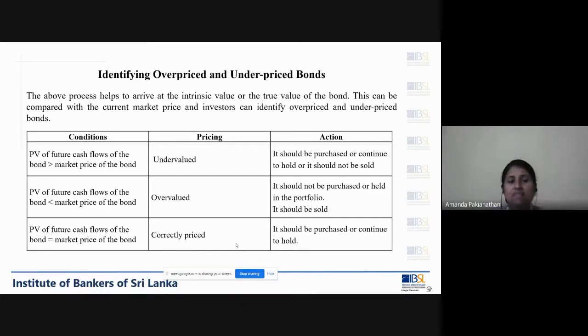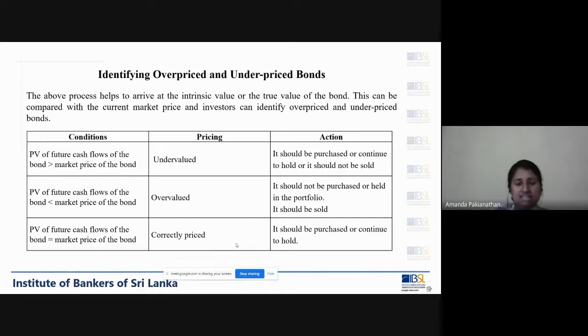What if the price of the bond is equal to its true value? The true value is 958 rupees. The market price is also 960, let's say. What is the indication that you get? There is no anomaly in the market. This bond is correctly priced.